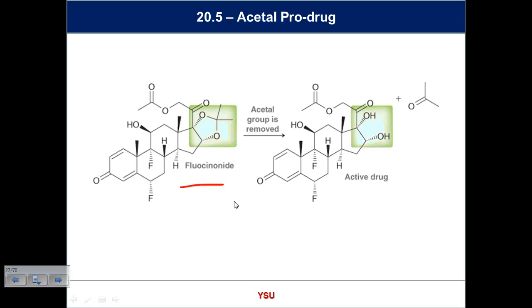Well, all sorts of arguments. Maybe this stuff isn't soluble in water. Maybe this stuff isn't stable for very long. And if you just ingest it, it's going to get chewed up and it's not going to make it to where you need it to be. So the acetal here, which is very similar to what we've just done, is going to get removed, and that gives you the active species.